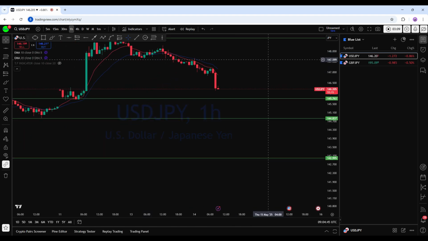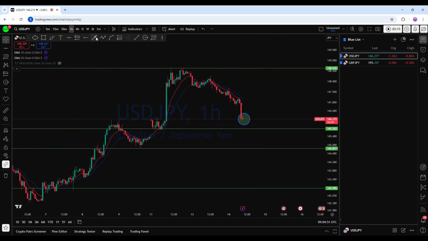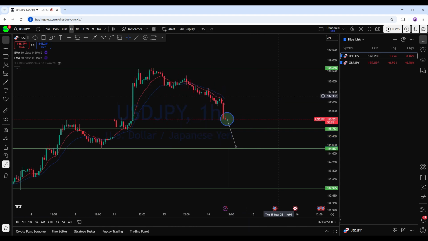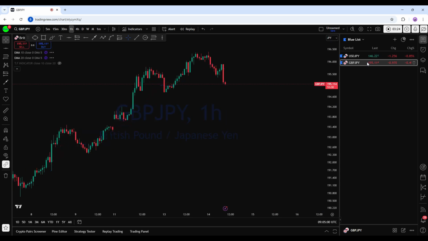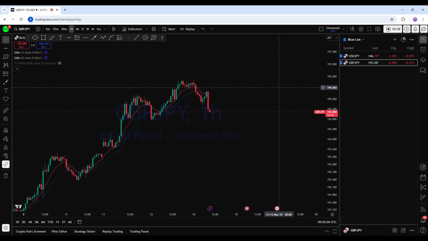So looking at the 1-hour chart, we'll be waiting for a price action confirmation for this potential drop. As soon as we find a suitable setup, we will be looking for selling opportunities in this market for this potential short-term drop on dollar yen. Now let's look at GBP JPY. Let's see what kind of trading opportunity we have in this instrument.